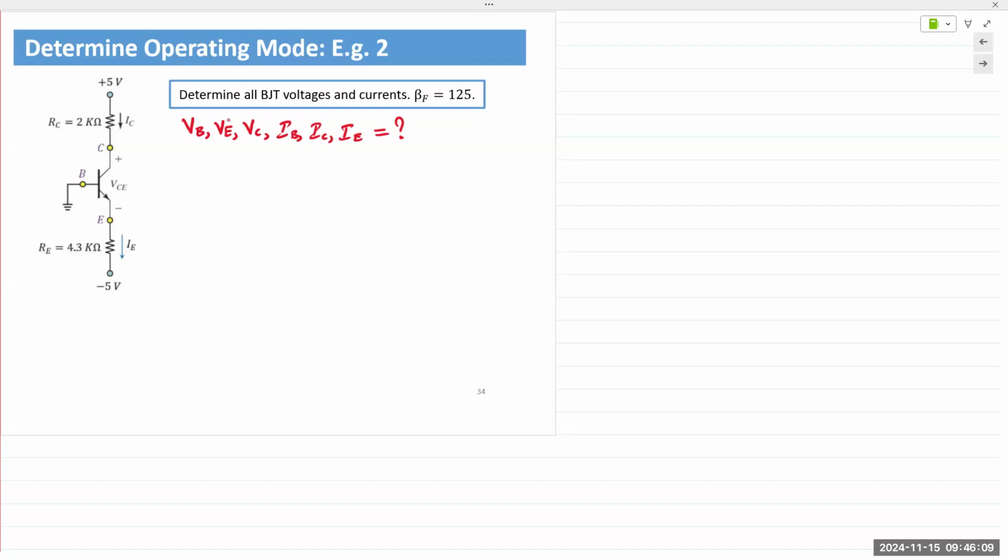So we have two power supplies. We have VCC and VEE, +5 and -5. RC and RE values are given to us. The base is connected directly to ground. So from inspection, I can directly write VB is 0 volts.